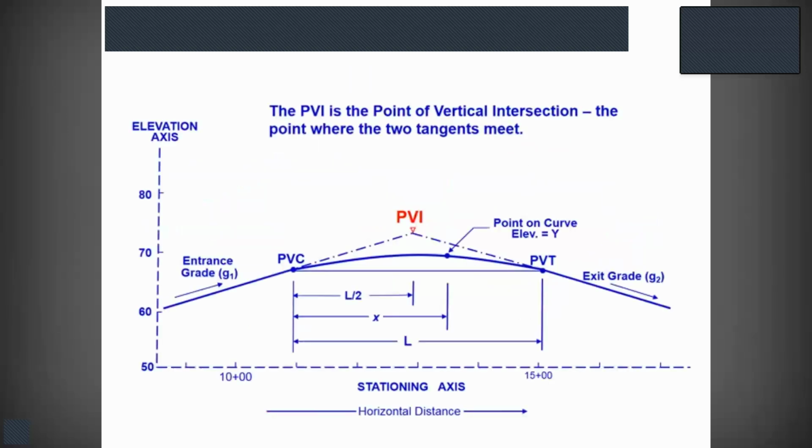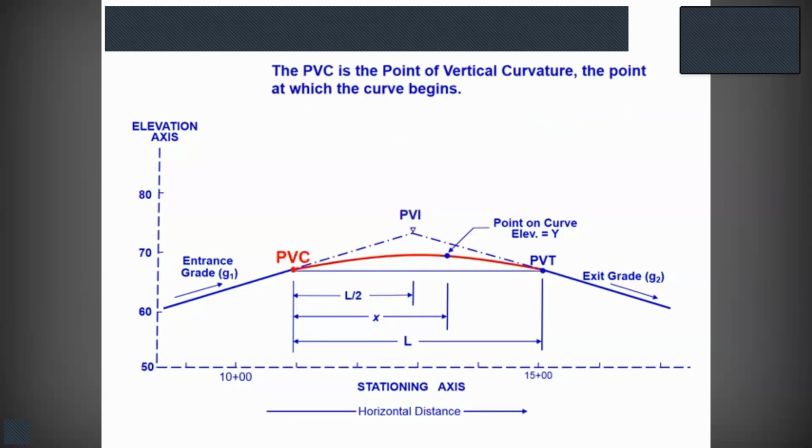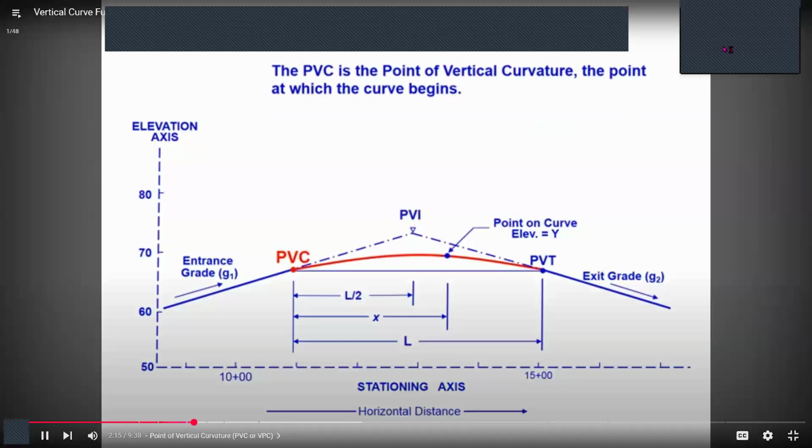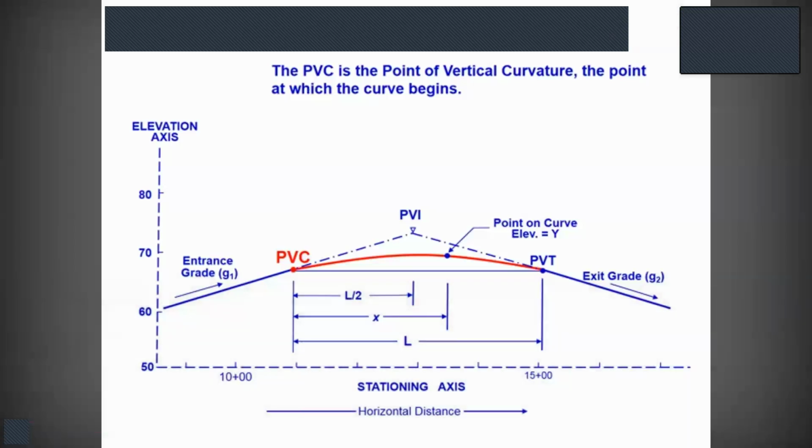The PVI is a very important point for vertical curves. These are where the two tangents meet, or the two grades meet. So we have G1, our entrance grade. We have G2, which is our exit grade, and those two grades will intersect at the PVI, the point of vertical intersection. We also have the PVC. This is the point where the curve begins. This is the point of vertical curvature. So leaving entrance grade, G1, and starting to curve along the vertical curve. Then we'll reach the PVT. The PVT is the point of vertical tangency. This is the point where the curve ends, and we return to the exit grade, or G2.